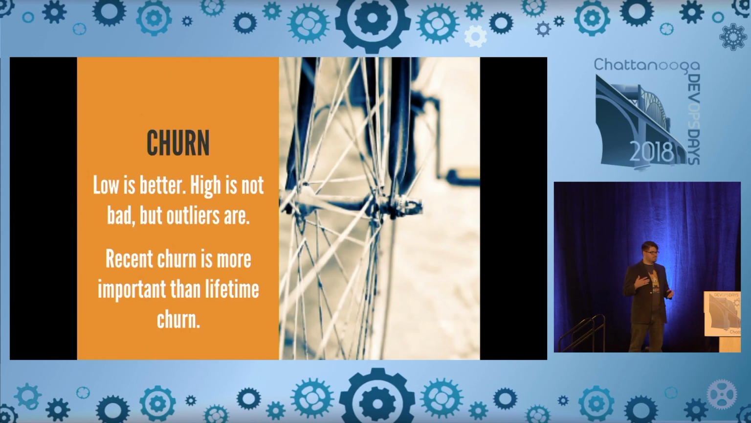So churn, in general, low is better, high is not. And recent churn is more important than lifetime churn. You can do some statistical analysis on the churn values and look at maybe one or two standard deviations in either direction, and that can give you some good insight. Churn is not something that I look at all by itself too often. I'm usually looking at it in combination with some of the other metrics to help me pinpoint, in the noise that I get from other metrics, where to focus.